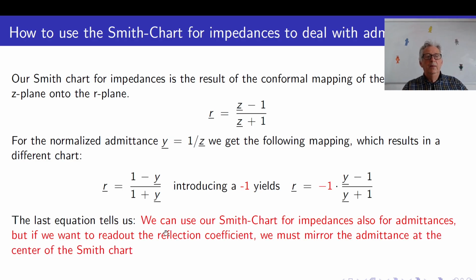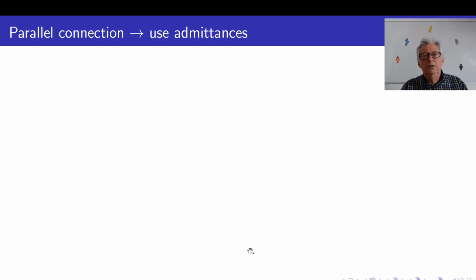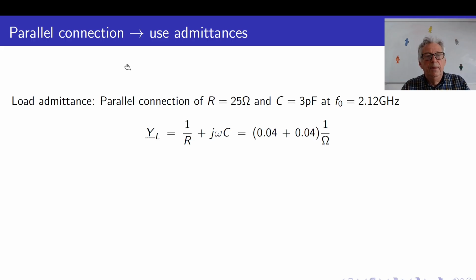What does this mean? The last equation tells us we can use our Smith chart for impedances also for admittances, but if I want to read out the reflection coefficient, we must mirror the admittance at the center of the Smith chart. So this we will demonstrate now in our example. As I already told you, we have a parallel connection. As soon as you have a parallel connection, it's of advantage to use admittances.